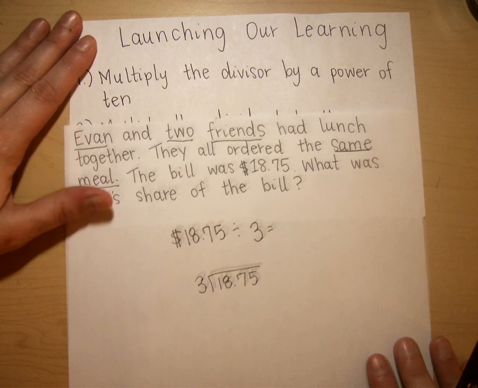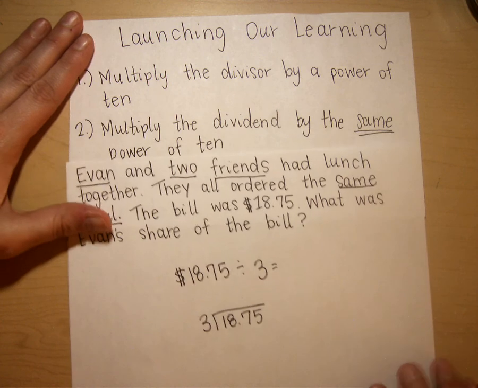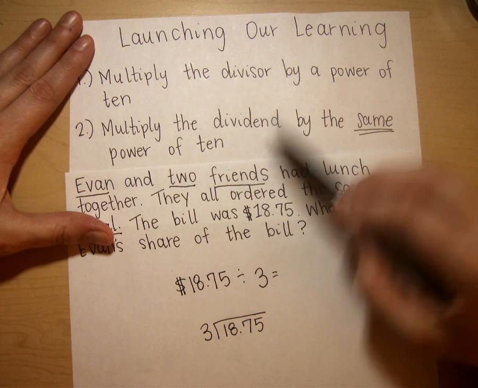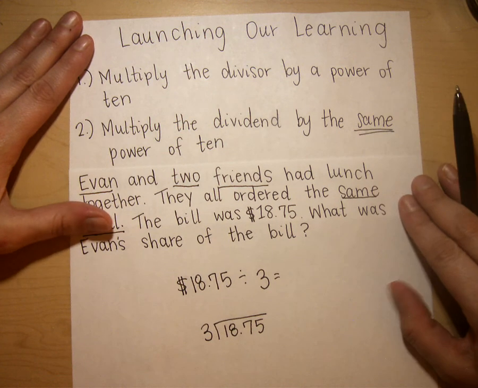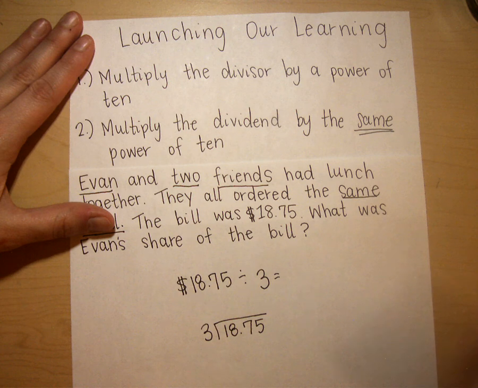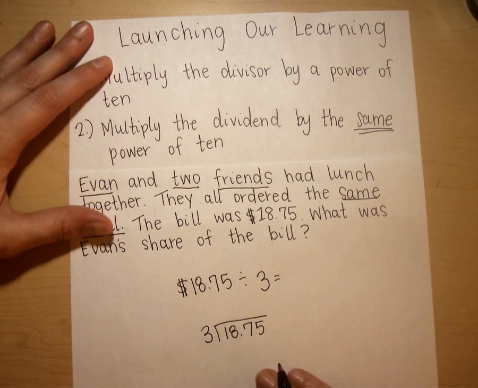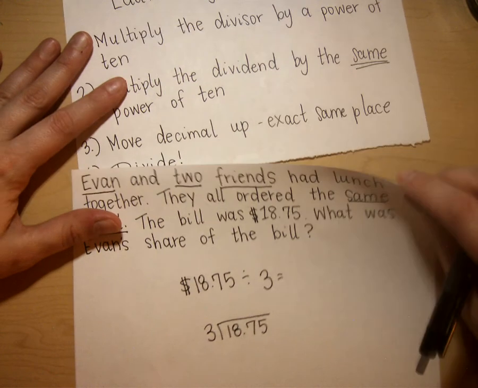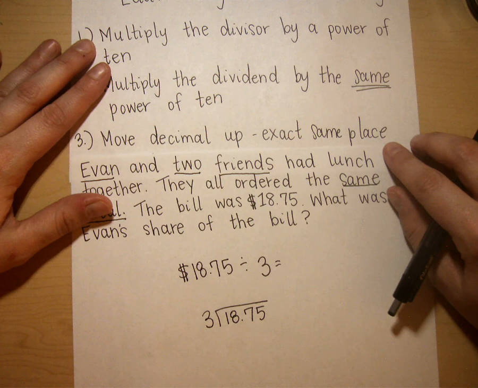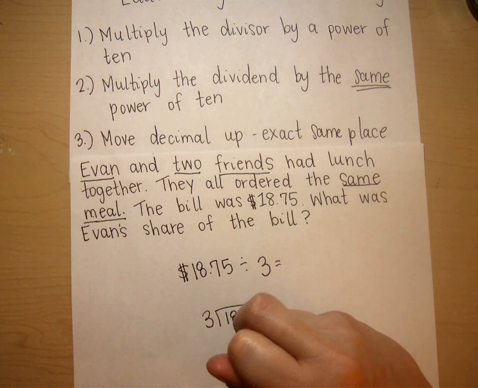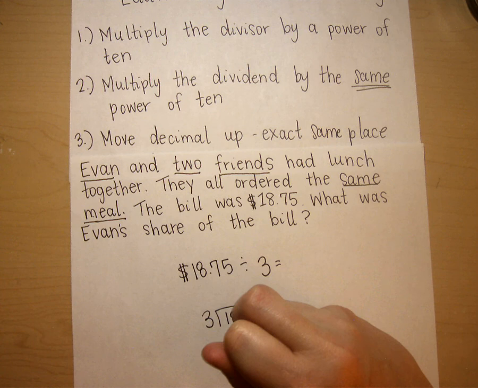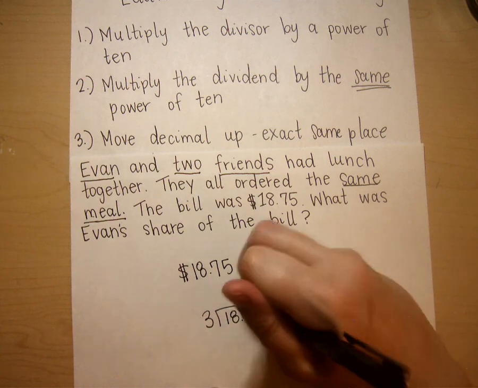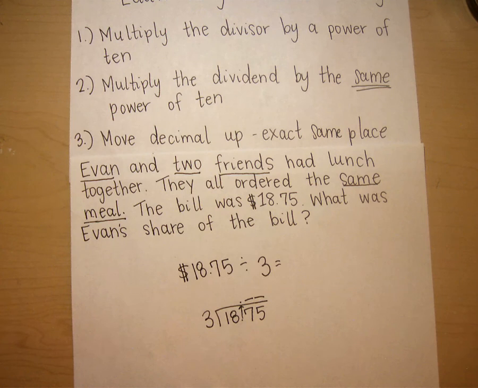If I skip step 1, guess what? I also have to skip step 2 because the whole idea with step 1 and step 2 is to keep that relationship the same. And if I didn't multiply this by anything, then my number stays the same. So we're actually just going to jump straight to step 3. We're going to move the decimal up to the exact same place. So this decimal is going to take a little elevator straight up to the rooftop party. I can see from here that I'm actually going to have 2 digits after my decimal. My decimal is going to go to the hundredths place in my answer.